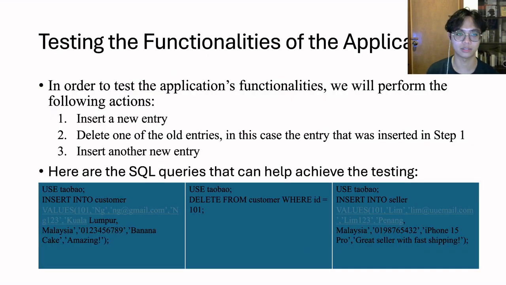Now, in order to test the functionalities of the application, we have to first perform 3 different actions. The first one will be to insert a new entry to one of the tables. The second one will be to delete one of the old entries, and in this case, we'll be deleting the entry that we inserted in the first step. And the third step is to insert another new entry to another table. So here are the SQL queries that can help achieve the testing.